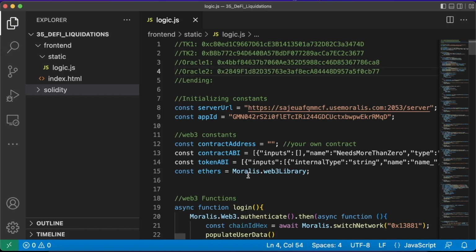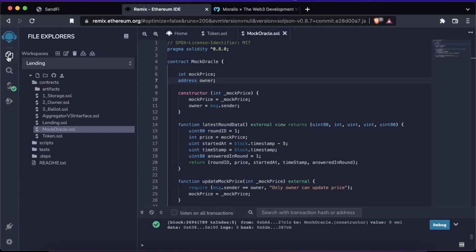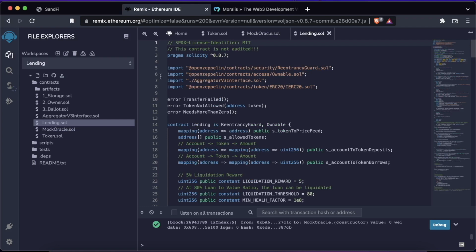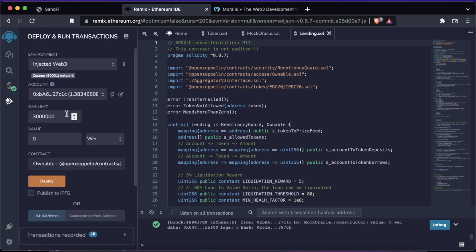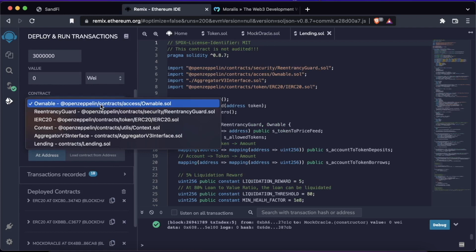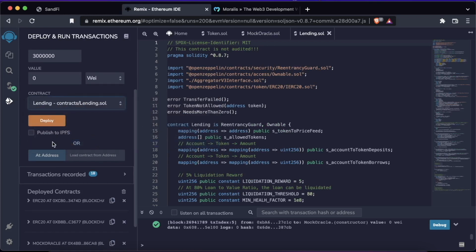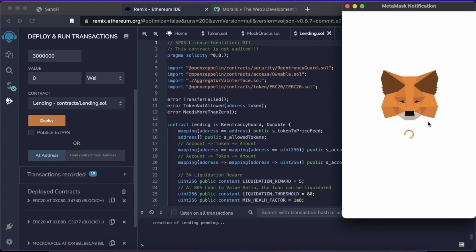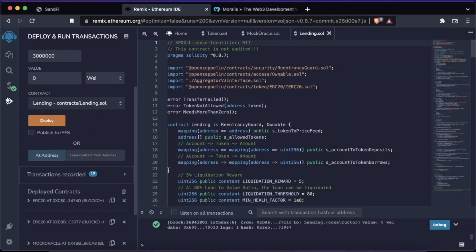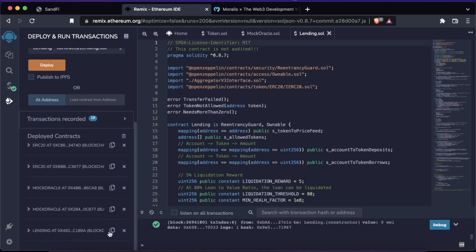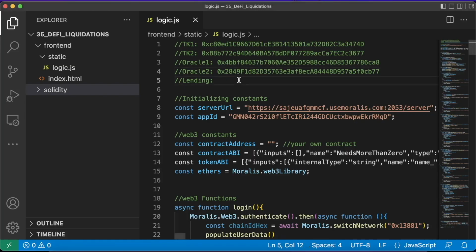Now we are going to deploy our lending platform. We're going to go back here. We open the lending, save, then we go back here and we want to deploy lending, which is this one. That one doesn't require any parameter to deploy, so we just deploy it. And we have it. Now we have two oracles and our lending platform, and we will put our lending platform here.